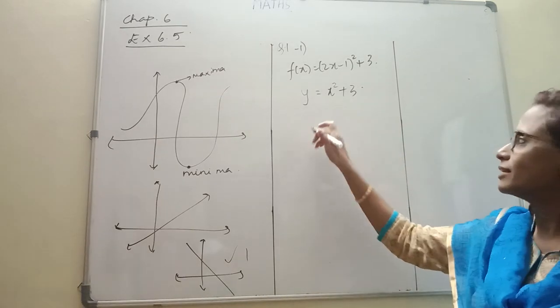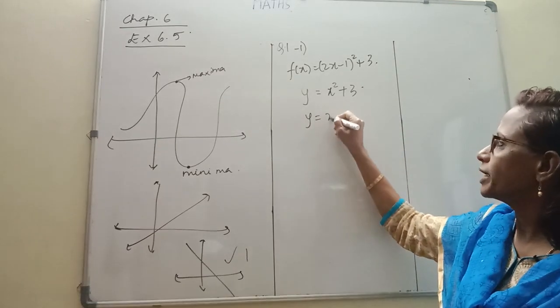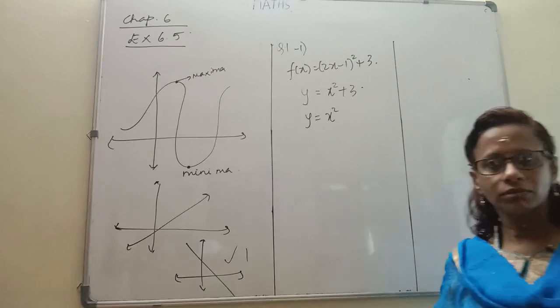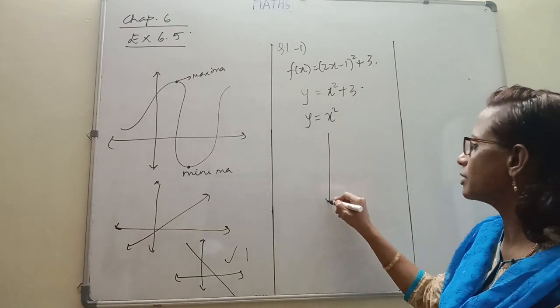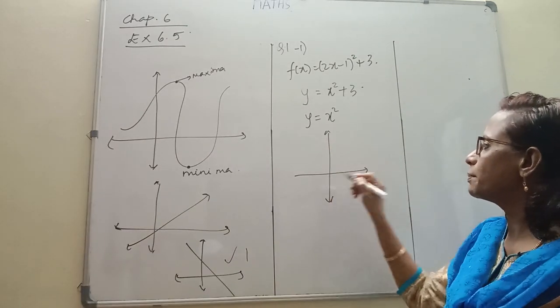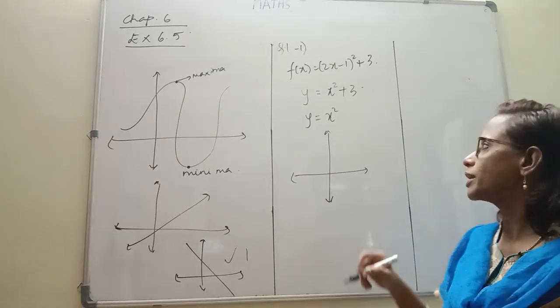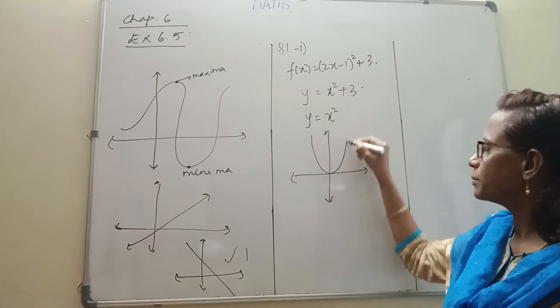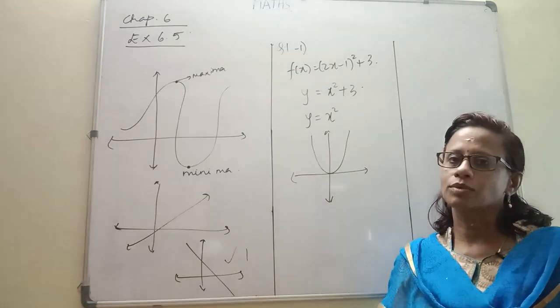Again, now that is difficult. So let's go for y equal to x squared. We know the graph. It is the parabola, which we learnt last year, x squared equal to y. It is going to be a parabola like this.